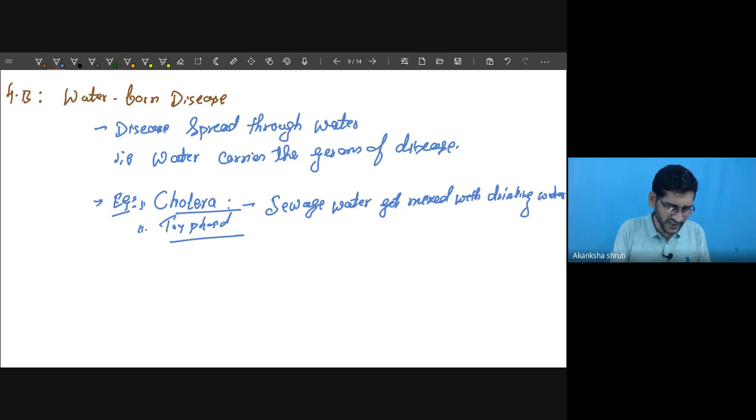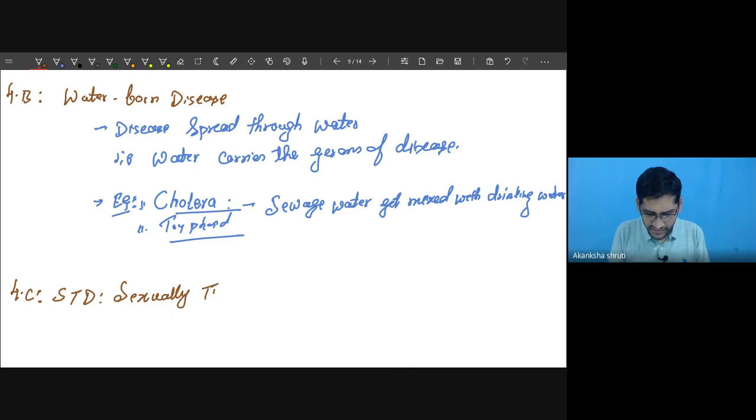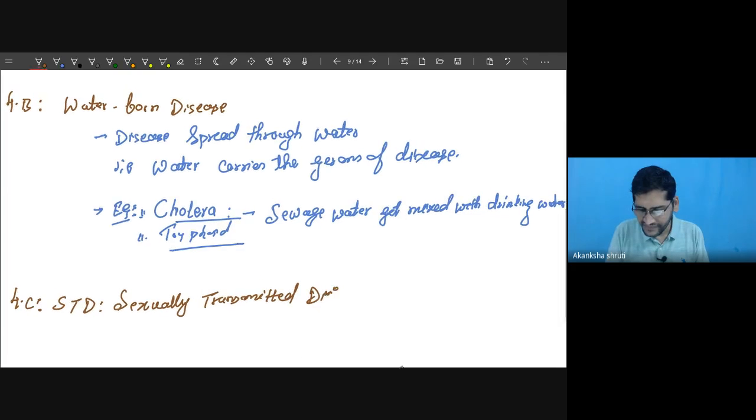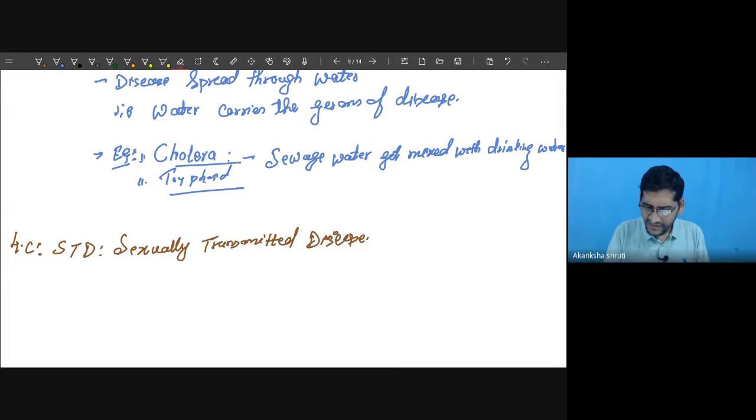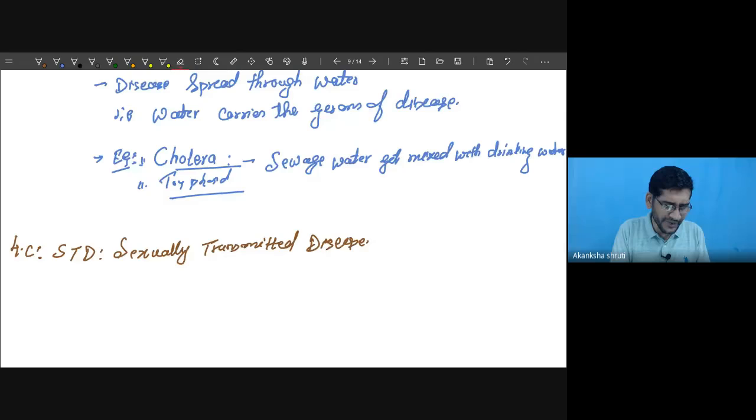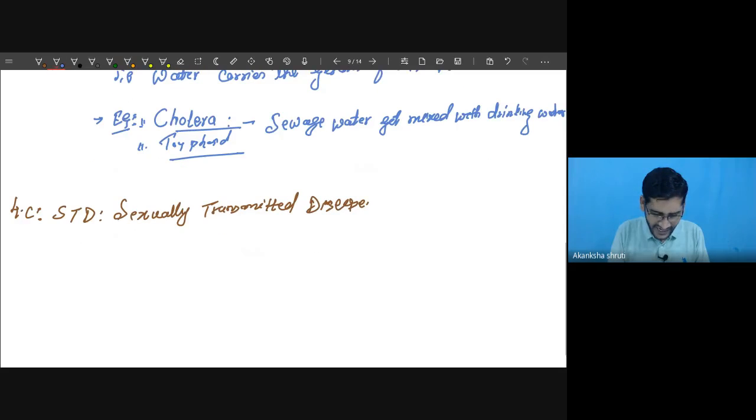Let us go for the third category, the 4C. STD means sexually transmitted disease. A student, what is this STD? The most common example everyone is aware of. So let us first write down the example. It is AIDS.